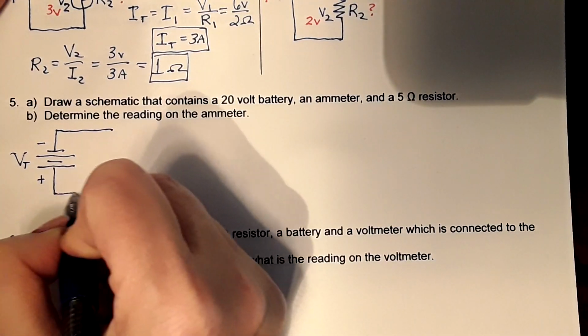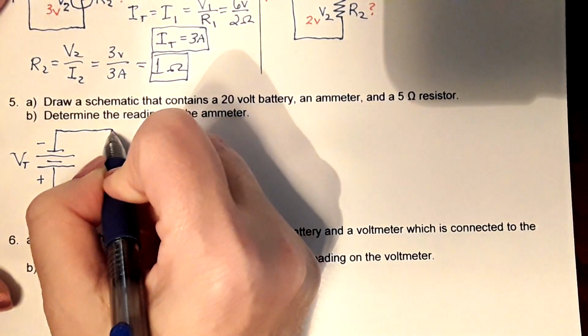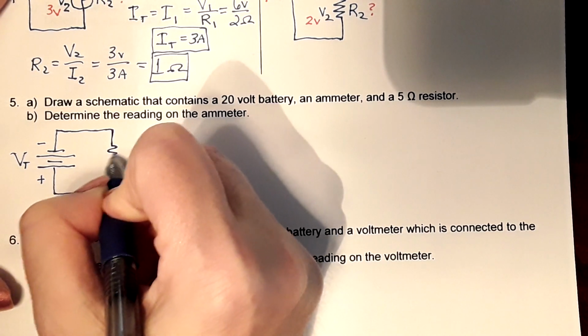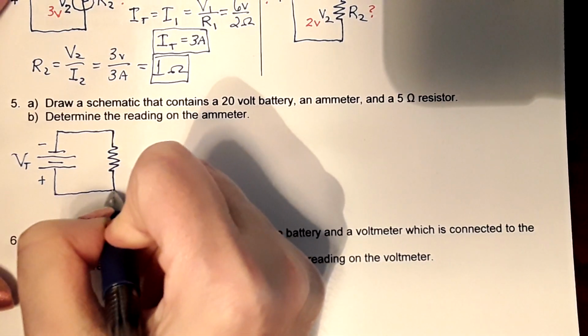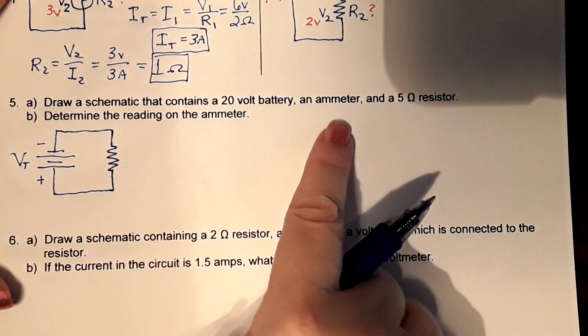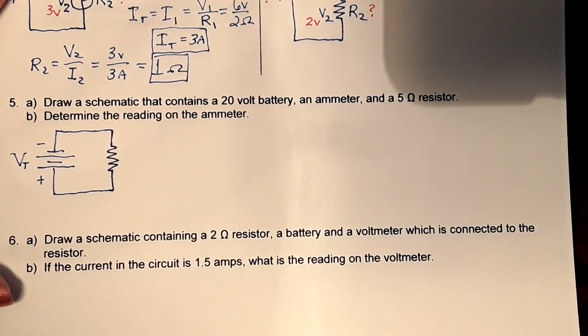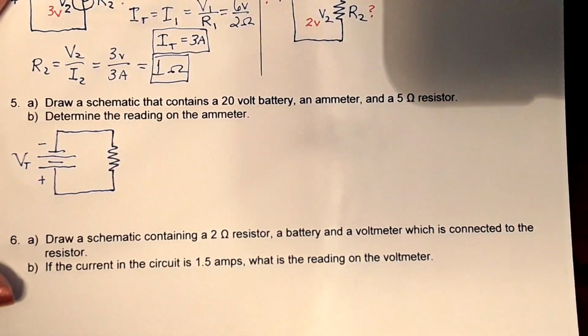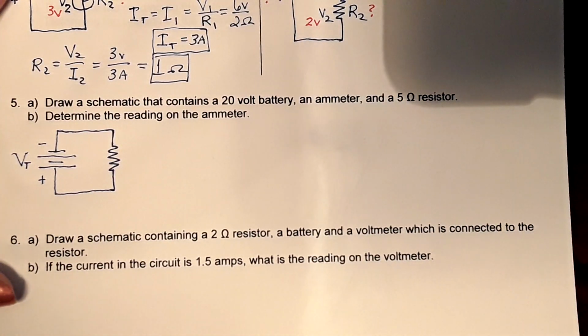All right, let's draw the main loop. Here we go. All right, now that's our source and our load. But we also want an ammeter to measure the current. Now, ammeters are placed in series with the devices being measured.